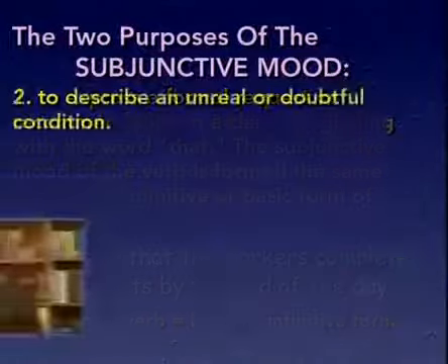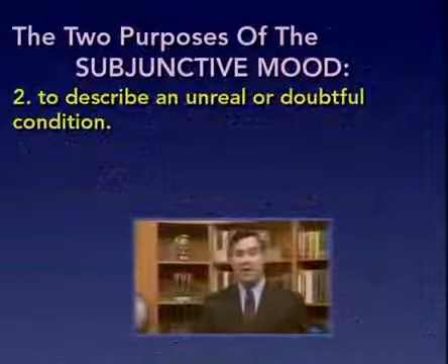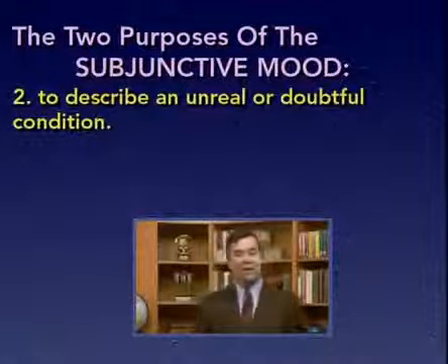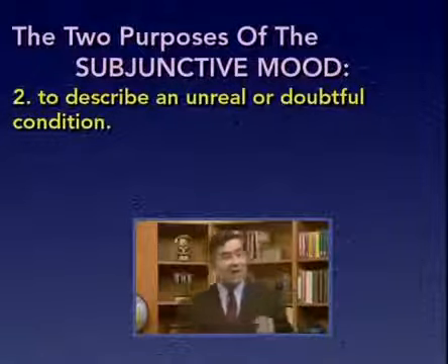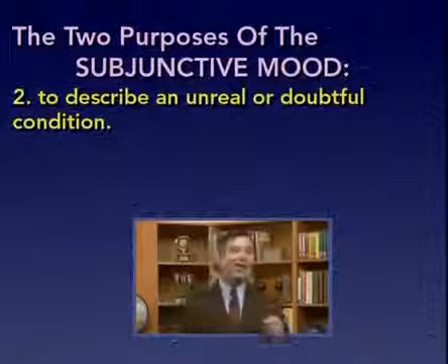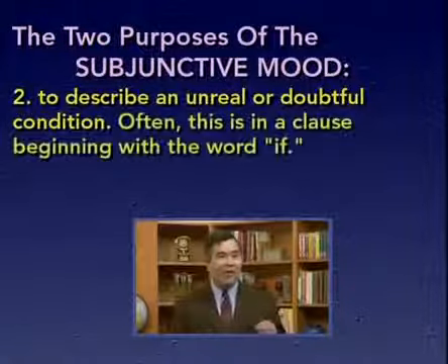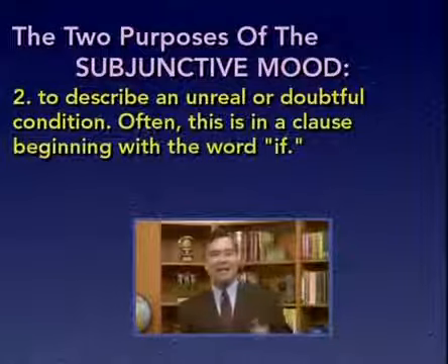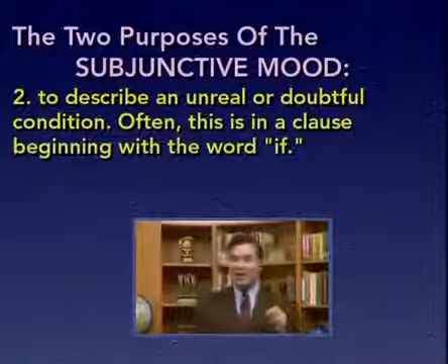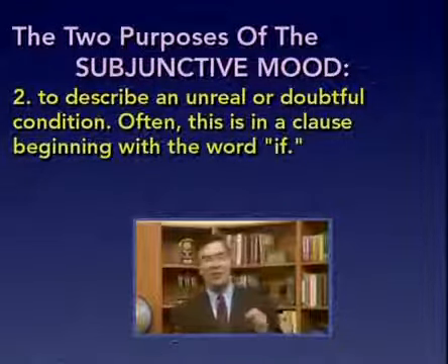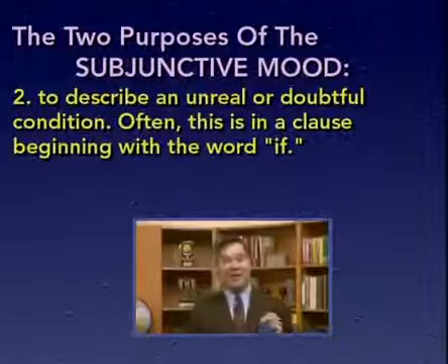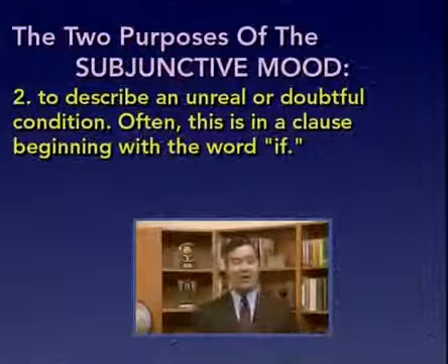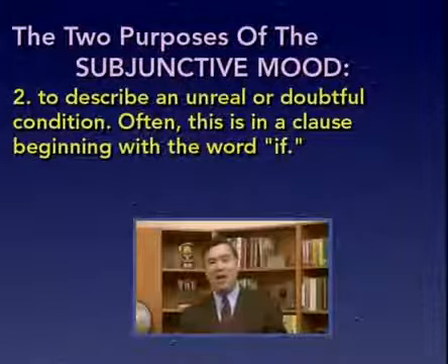Now, the second way in which the subjunctive mood is used is to describe an unreal or doubtful condition. In other words, to describe something that isn't true or is unlikely to be true. Very often, although not always, this is in a clause beginning with the word if. Now, there are 2 possible ways to form the subjunctive mood of the verb when we're describing an unreal or doubtful condition. Here are the 2 ways.